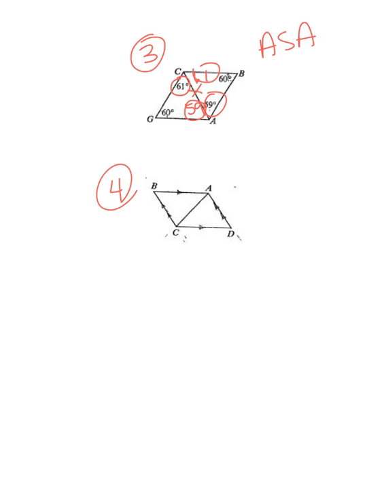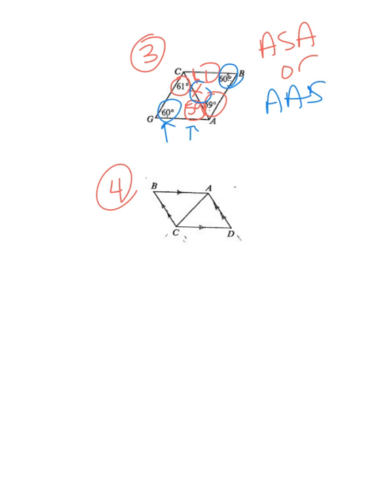I could also say that, in addition, I know that the third angle is also congruent. 60 is congruent to 60. So I could also say that I have angle, angle, side. So either one is okay: angle, angle, side, or angle, side, angle.